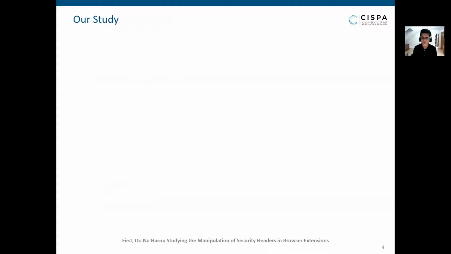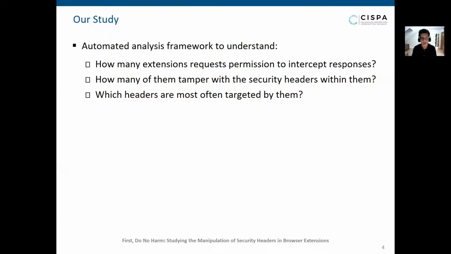So in this study, we developed an automated analysis framework to specifically focus on those extensions that, firstly, intercept the request and response between the client and the server. And secondly, those extensions which modify or target any of the security headers within the response. And then thirdly, to understand which headers are most widely targeted by the extensions or pose the biggest roadblock for their functionality.